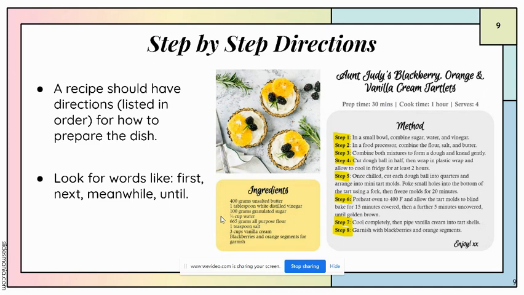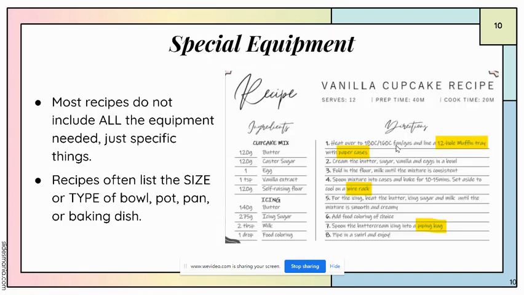It also includes step-by-step directions. A recipe should have directions listed in order about how to finish the dish. And you want to look for words like first, next, meanwhile, until. It's also really important to read all the directions all the way through to the end before you actually begin your recipe, because you don't know if you're missing equipment. You don't know if maybe you need to go to the store and grab something, but you need to read all of the directions through. Sometimes they list them in steps, sometimes they're numbered, sometimes it's just a big paragraph that you have to figure out how to chunk into steps.